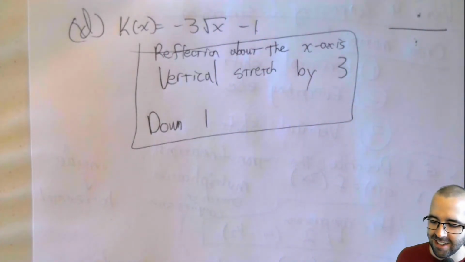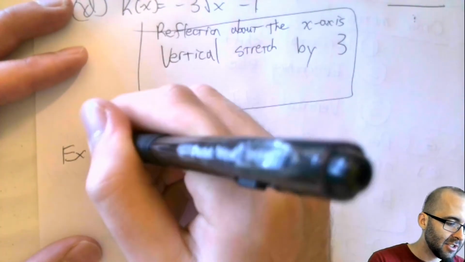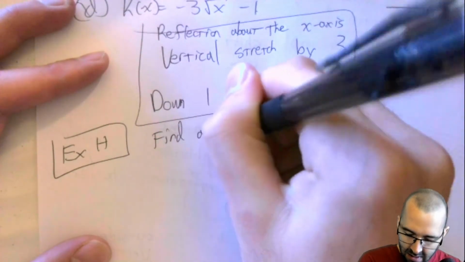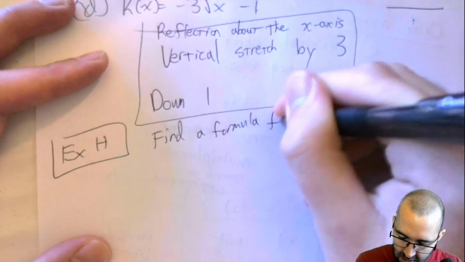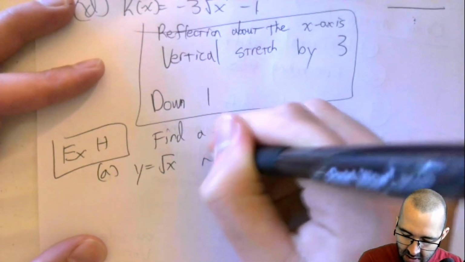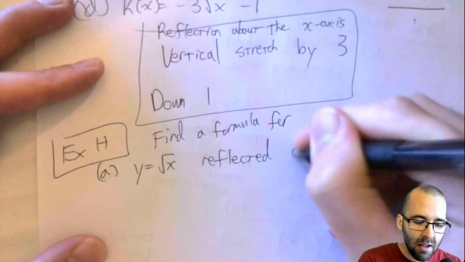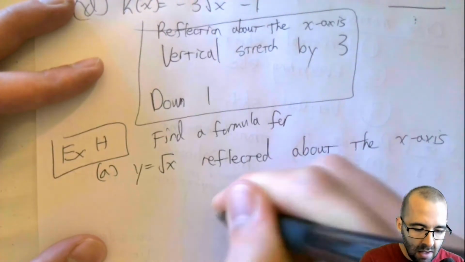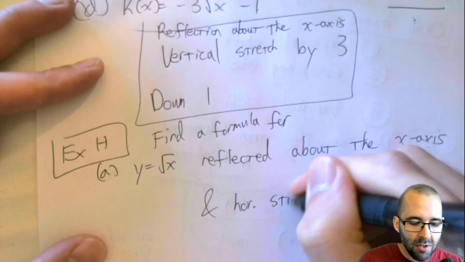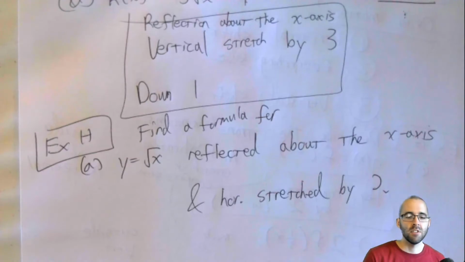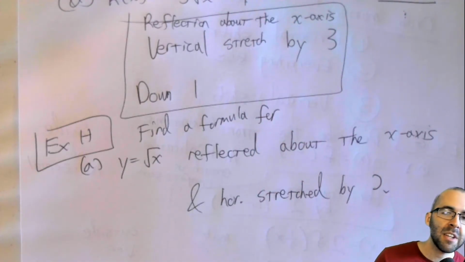All right, let's do the last example, 2 parts. We just did letter G. Now it's, I guess, example H. Find a formula for part A. Y equals the square root of x reflected about the x-axis and horizontally stretched by 2. We do things one at a time to make sure we do it in the right order.